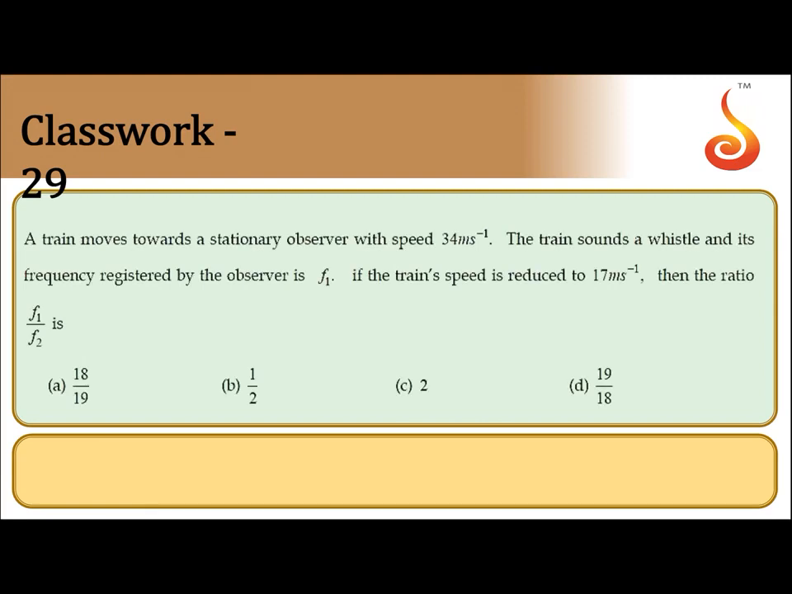Now we shall move on to the next one. We have a problem on Doppler effect. A train moves towards a stationary observer with a speed of 34 meter per second. The train sounds a whistle and its frequency registered by the observer is f1. If the train speed is reduced to 17 meter per second, then the ratio f1 by f2 is.